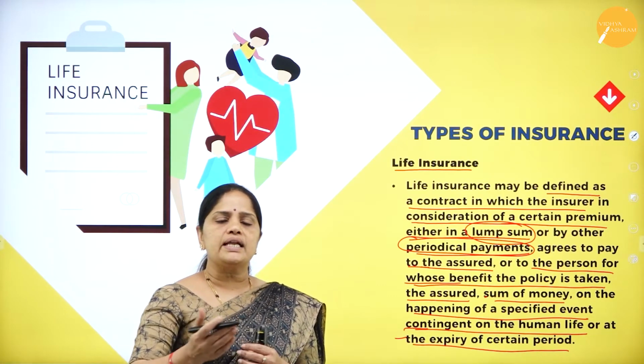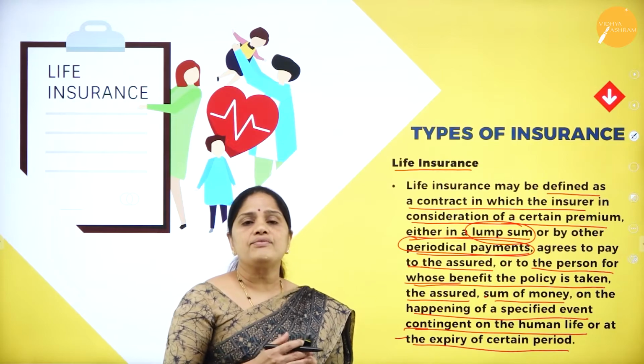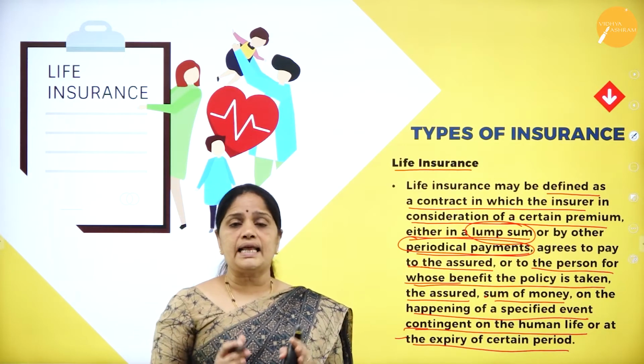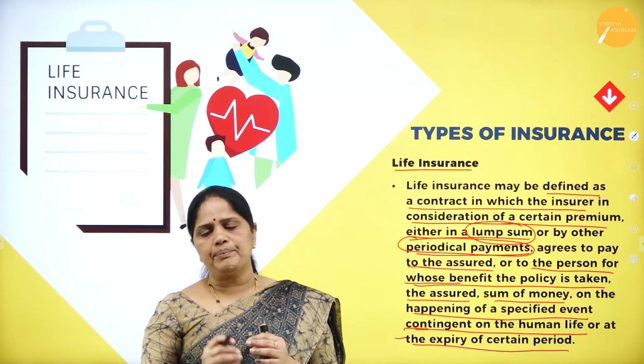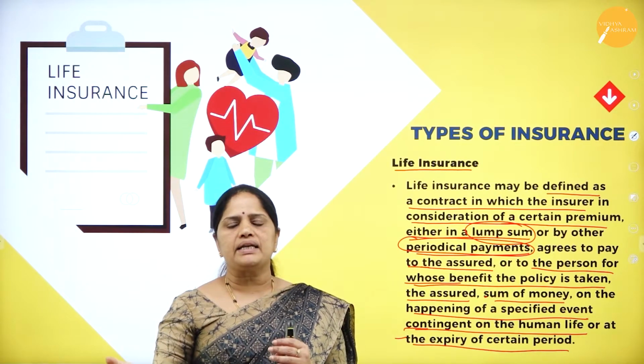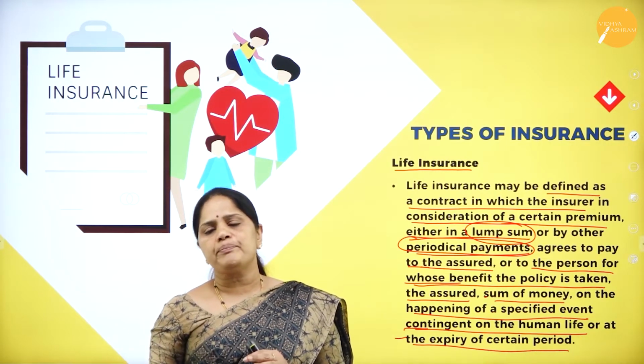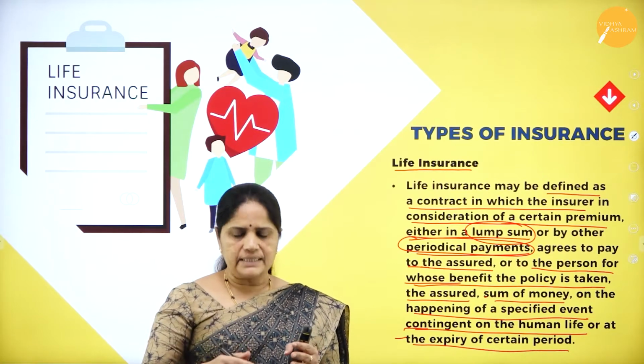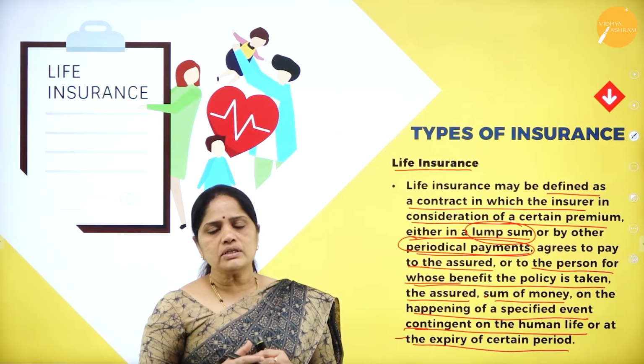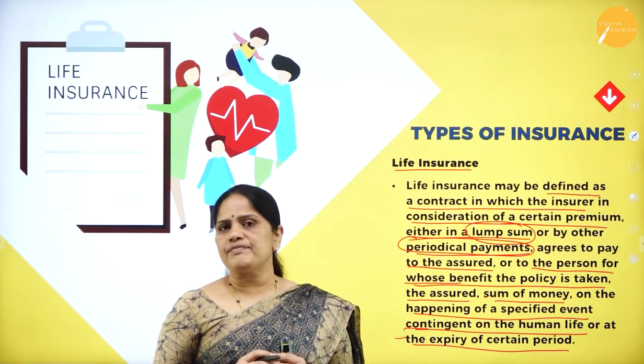So you have taken an insurance policy for 20 years, and for 20 years you are hale and healthy, then the insurance company will have to compensate that money. After 20 years it will pay you the money, or on death, whichever is earlier. So this is the contract of life insurance.